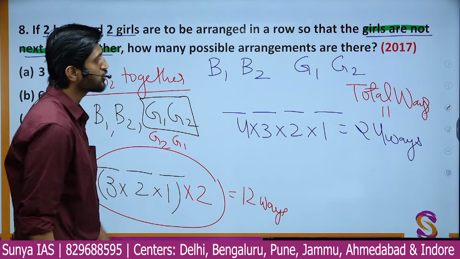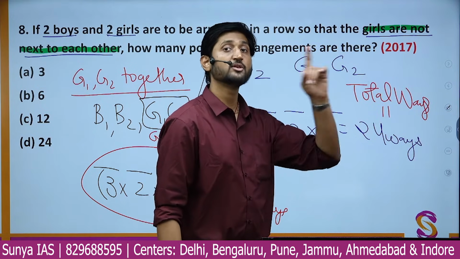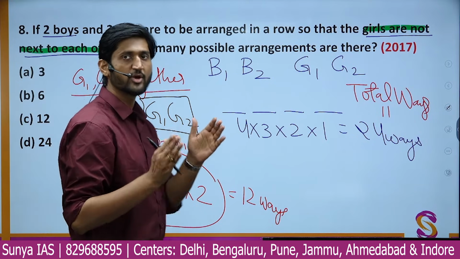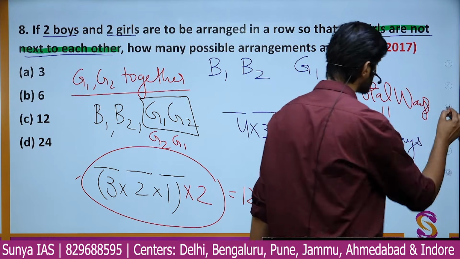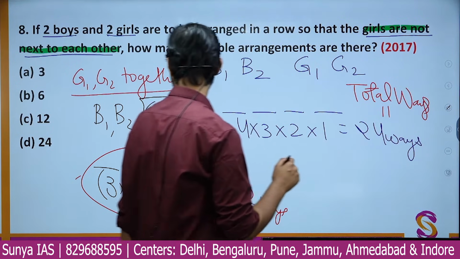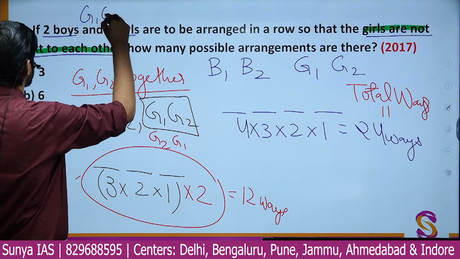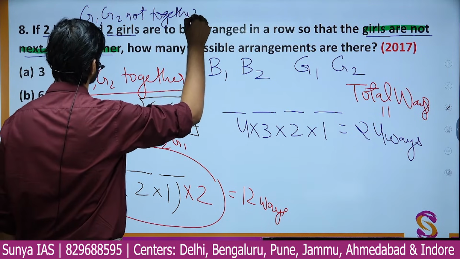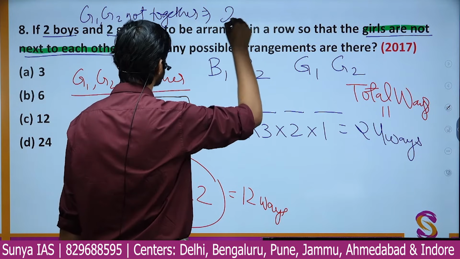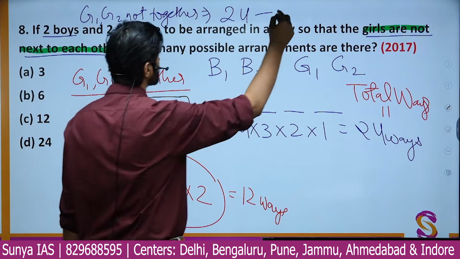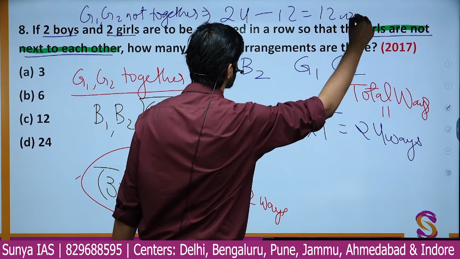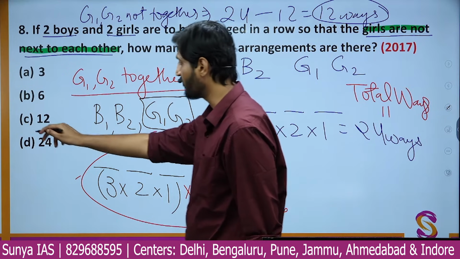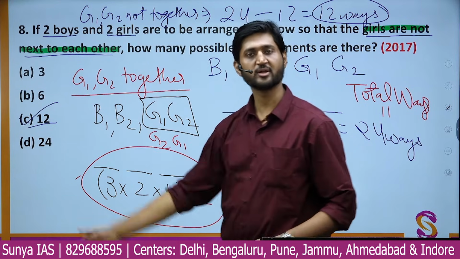So if we know the total number of arrangements, which are 24, and we know the arrangements in which both the girls are together, we can find the arrangements in which the girls are not together. So G1, G2 not together will be simply 24, the total ways, minus the ways in which they are always together, which is going to be 12 ways. So there are 12 ways in which G1 and G2, both the girls, will not be together. So we have option number C as the correct option in this particular case.